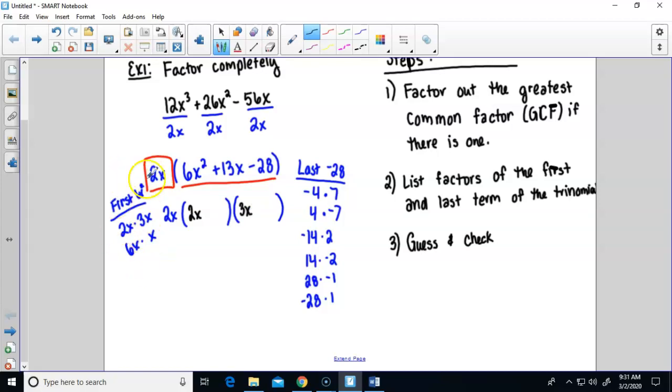And so that comes from the first term over here. So I'm trying 2x and 3x. And then over here for the last terms, I'm going to pick one of these. I think I'm going to do this positive 4, negative 7 right here. So I'm going to check positive 4, negative 7. Those are my two last terms. And so we have guessed a possibility, and now we are going to check to see if it's right.